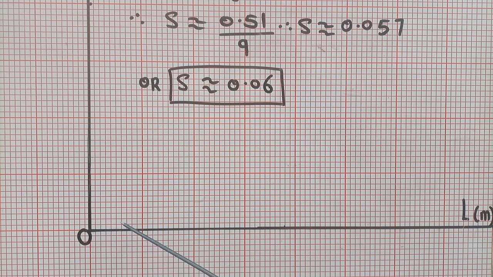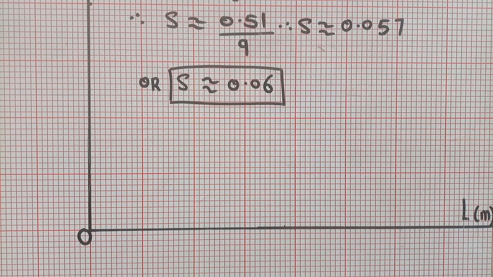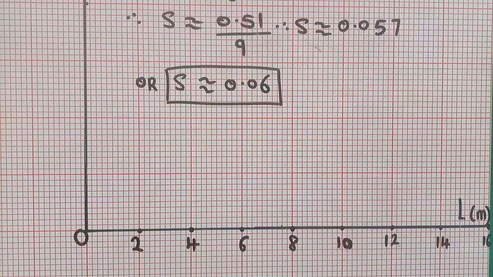That means 2, 4, 6, 8, 10, 12, 14, then 16. Let's see these figures written. Yes, see those figures written against the intervals. Let us go and calibrate the vertical axis in a like manner.